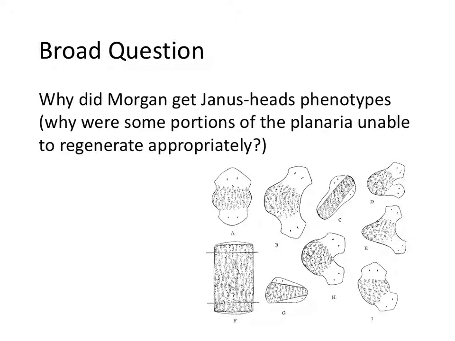So specifically for this study, one way to think about the broad question is, why did Morgan get Janus heads phenotypes? That is, why are there some ways you could cut a planaria that they can no longer regenerate the way they should? Some cuts, they regenerate heads or regenerate tails appropriately. Sometimes, some ways you can slice up a planaria, then the cells apparently forget how to tell where they are in the body.